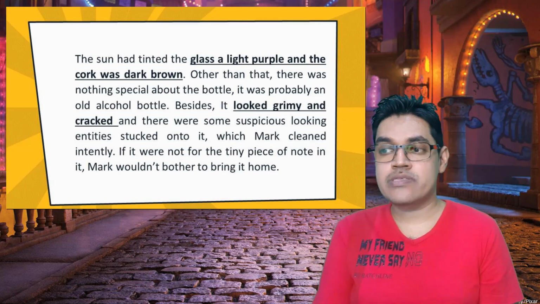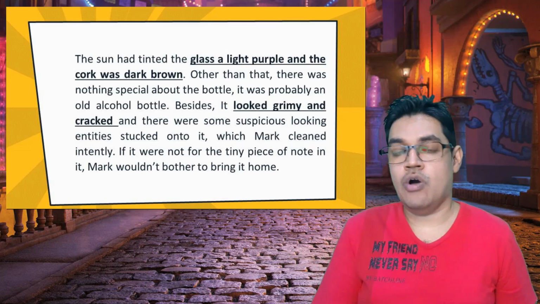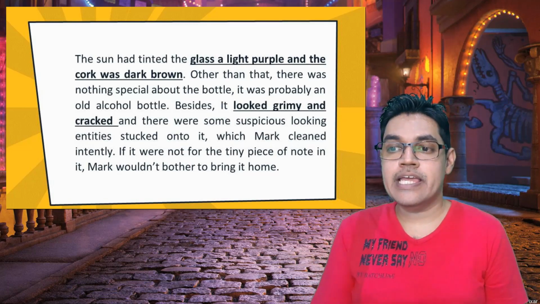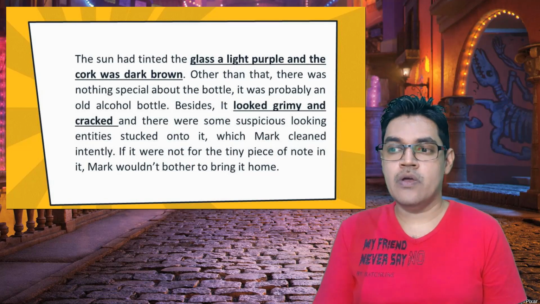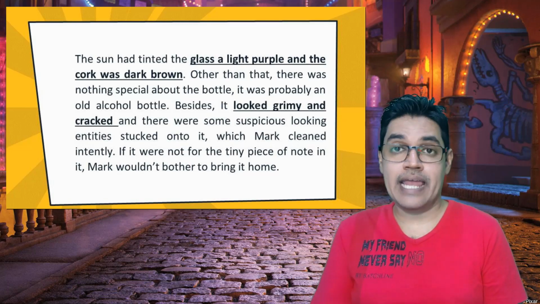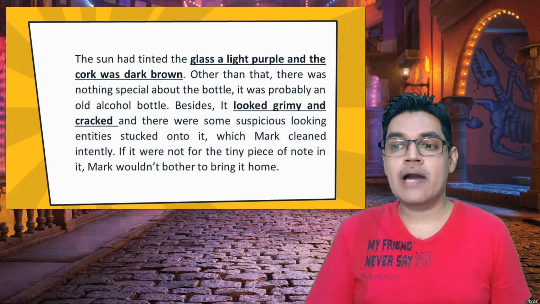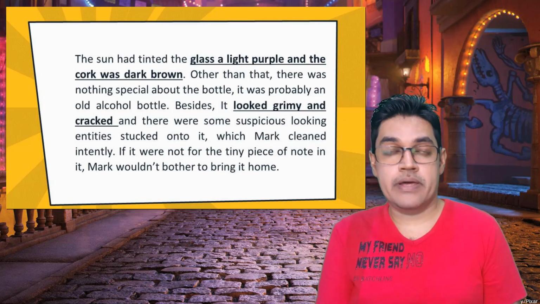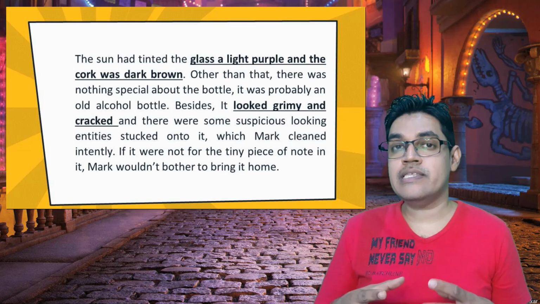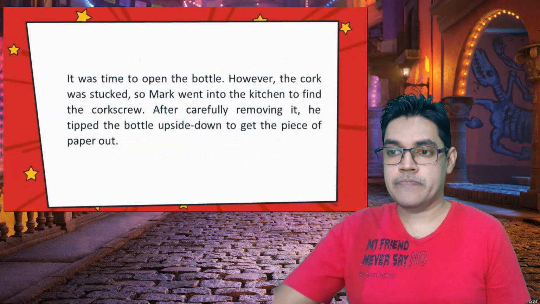Other than that, there was nothing special about the bottle. It was probably an old alcohol bottle. Besides, it looked grimy and cracked, and there were some suspicious looking entities stuck onto it, which Mark cleaned intently. If it were not for the tiny piece of note in it, Mark wouldn't bother to bring it home. Okay, so this is my third paragraph where I've given you a little description about the bottle. Now let us go to the next one.